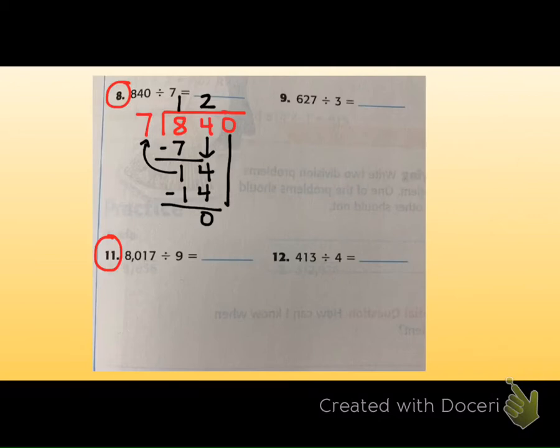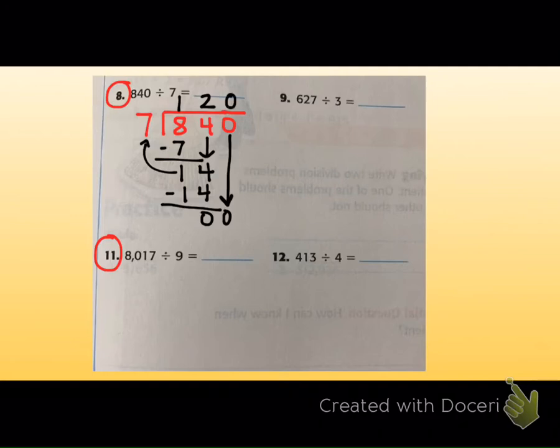I've got to bring this other 0 down. Well, how many times does 7 go into 0? Well, 0 times, right? So we got 0 in our quotient. That's what we're studying today, so you should have 0 in your quotient somewhere. So our answer is 120. Hopefully you got that. All right, go ahead and again pause the video and attempt problem number 11.